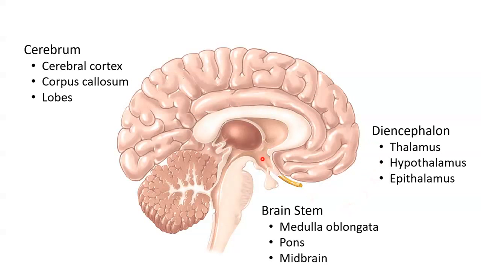We then have the brainstem. So the brainstem is this section down here. It will then continue on into the spinal cord. Here we'll look at the medulla oblongata, the pons, and the midbrain. And then lastly, we have the cerebellum. So that's this little part here that's often referred to as the mini brain.